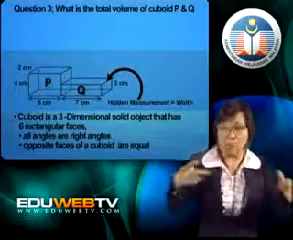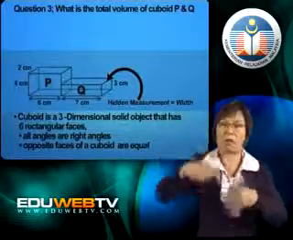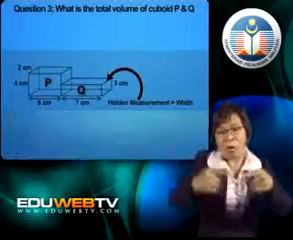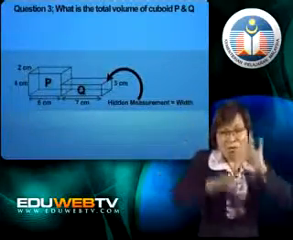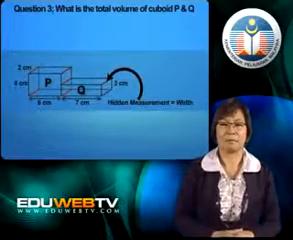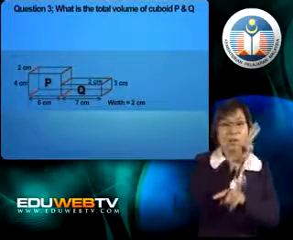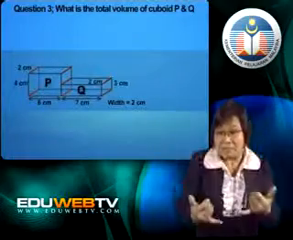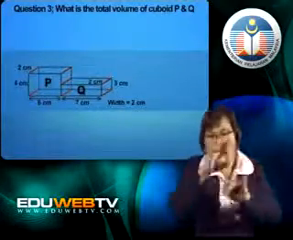As we know, P and Q are cuboids. Let's find the opposite faces of the cuboid in order to find the measurement. The equal faces are 2 centimeters. Now, we have all the measurements to find the volume of cuboid Q.